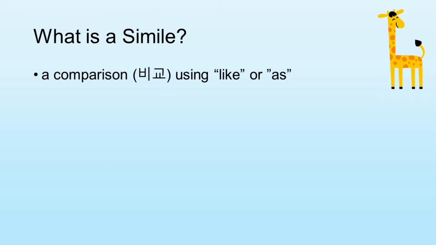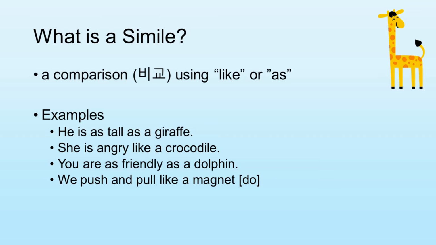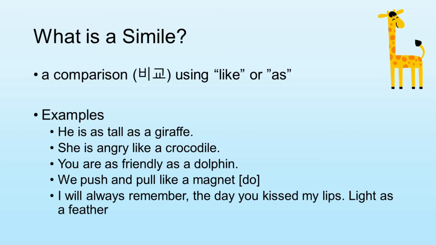So we said it is a comparison using like or as. Examples we looked at include: he is as tall as a giraffe. She is angry like a crocodile. You are as friendly as a dolphin. We push and pull like a magnet does. I will always remember the day you kissed my lips, light as a feather.